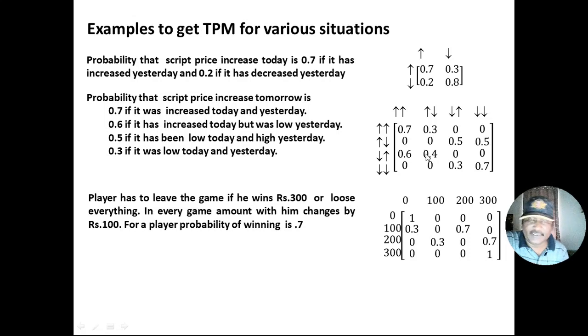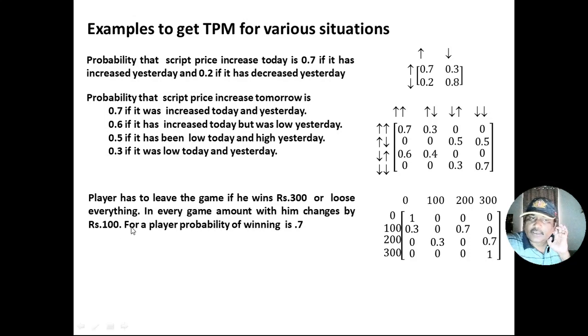Okay, by sparing your time once again on this problem, you will understand this very clearly. Now coming on to the third problem. The player has to leave the game if he wins rupees 300 or loses everything. That means he doesn't have money. In every game, the amount with him changes by rupees 100. Means he wins 100 or he loses 100. Okay, so money either will get added by 100 or subtracted by 100.